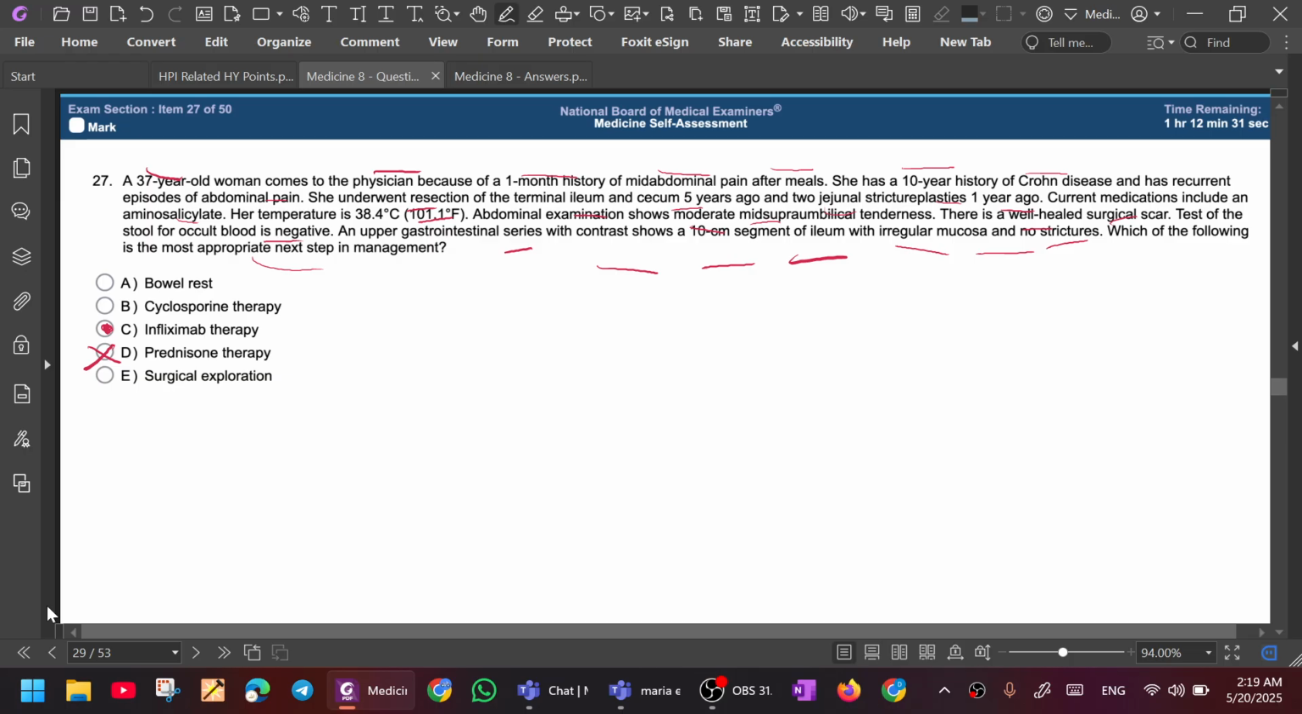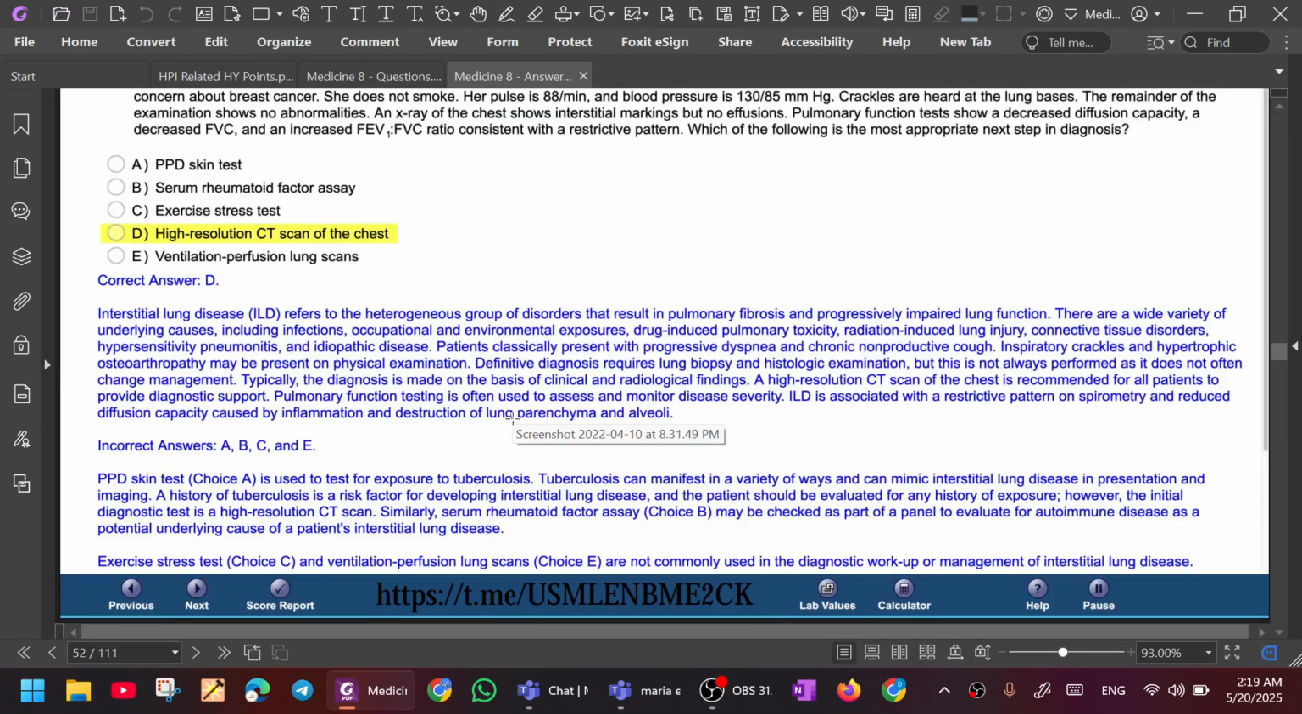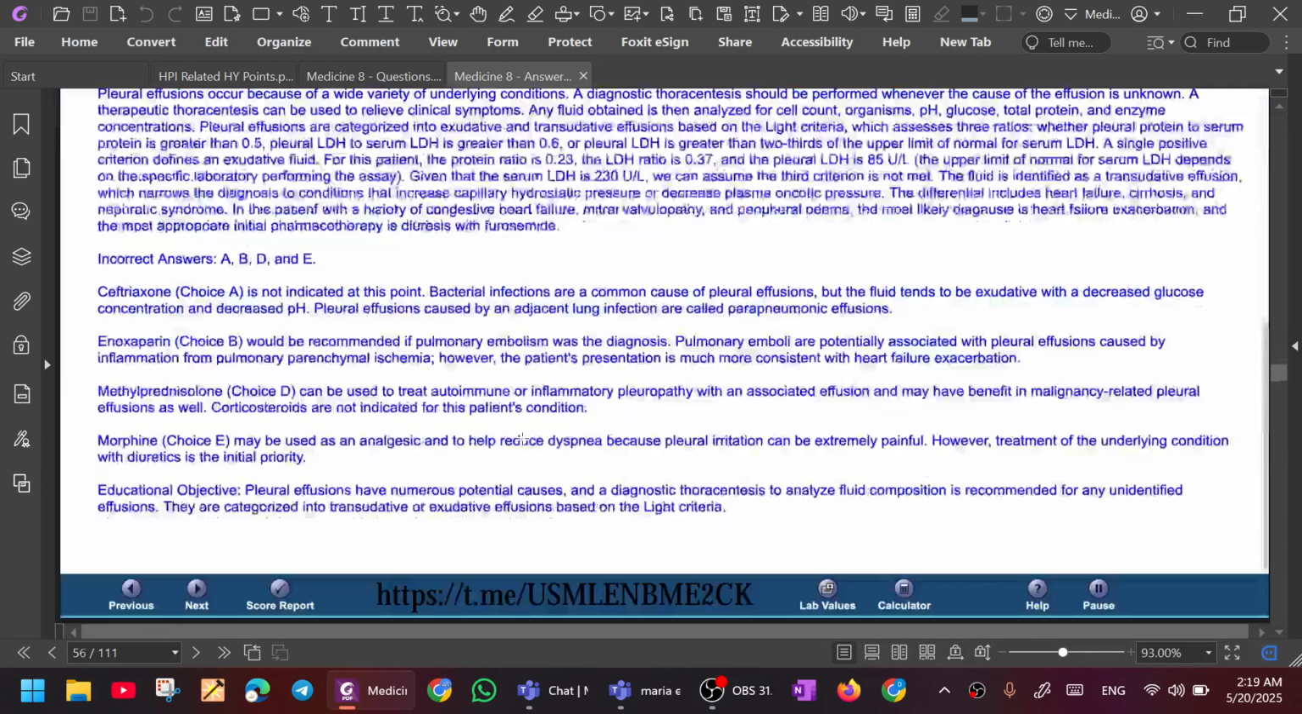It's not A because bowel rest will be appropriate for patients with Crohn's disease presenting either with local peritonitis from a microperforation or with small bowel obstruction. While this patient does have a fever, she does not have any symptoms to suggest any other complication.